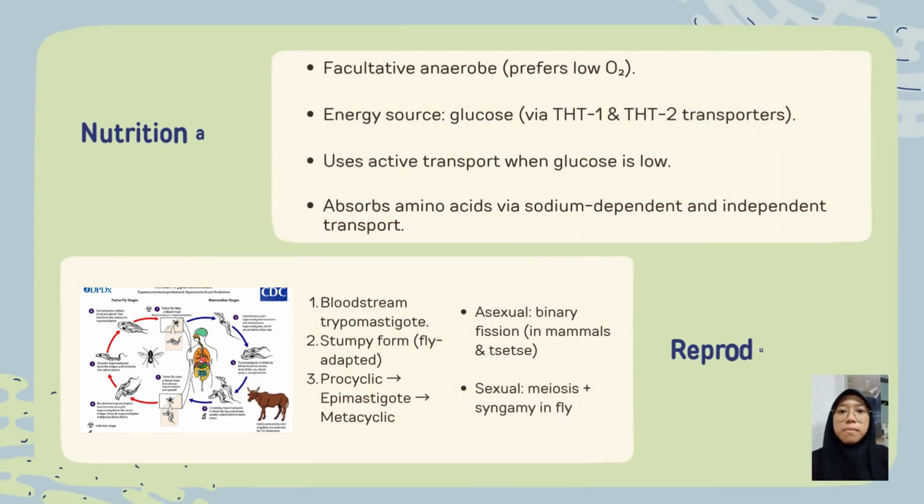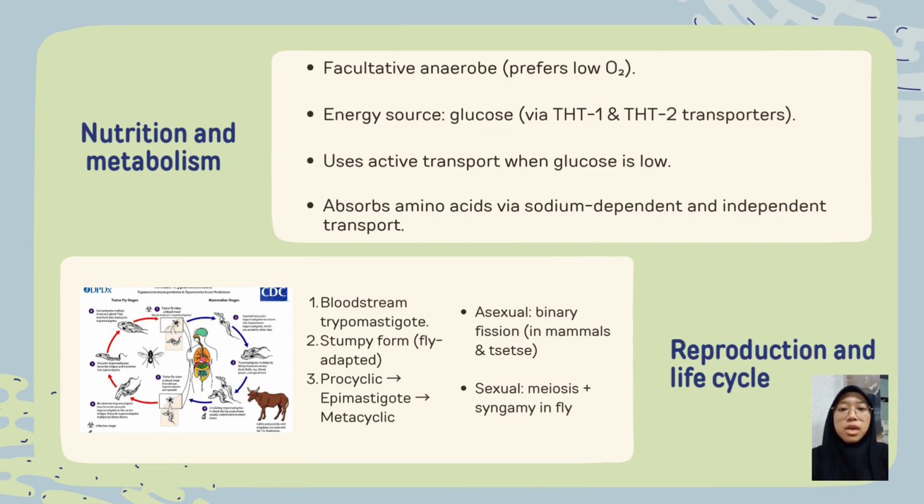Next is nutrition and metabolism. Trypanosoma brucei is a facultative anaerobe. It prefers a low oxygen environment like the bloodstream. The primary energy source for Trypanosoma brucei is glucose. It is used to facilitate diffusion via THT1 and THT2 transporters. In low glucose, it switches to active transport using them. Trypanosoma brucei also absorbs amino acids for metabolism via sodium-dependent or independent transport systems.